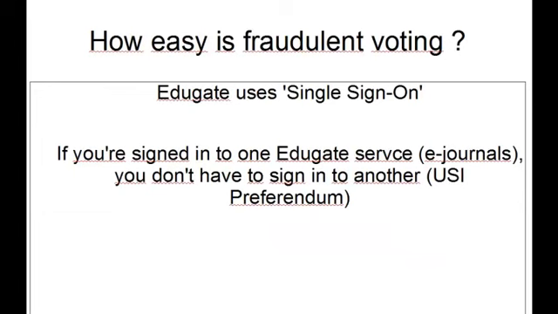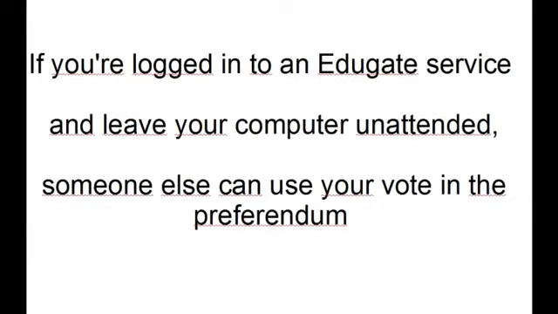So USI are using Edugate, and that's a system which uses what's called a single sign-on. That means if you're signed into one of Edugate's services like eJournals or anything like that, or if you're logged into a PC in college, you don't have to sign in again to vote in USI's referendum. Okay, so just to put that in context, you don't always need passwords to vote in USI's referendum. So to give you an example, if let's say you're in UCD and you're logged into one of the PCs and you have to go to the toilet, that would mean that anyone could just walk up to that computer and use your vote in the referendum.